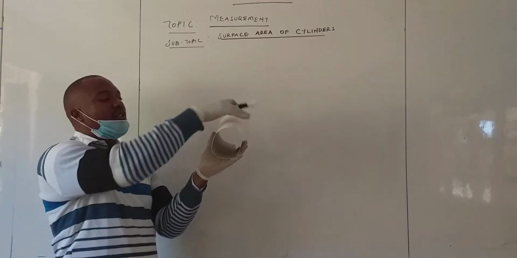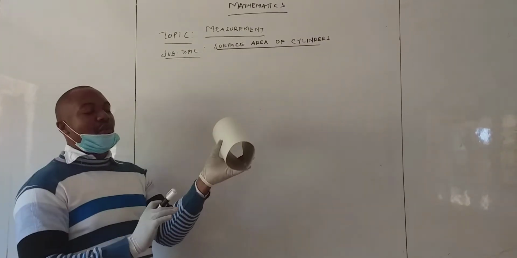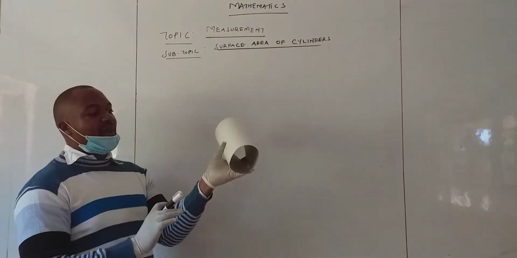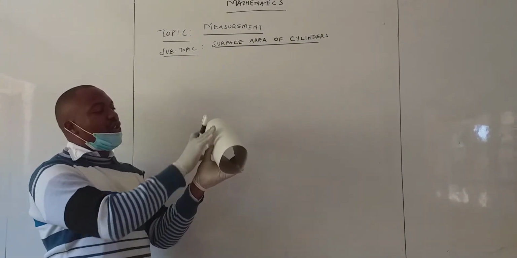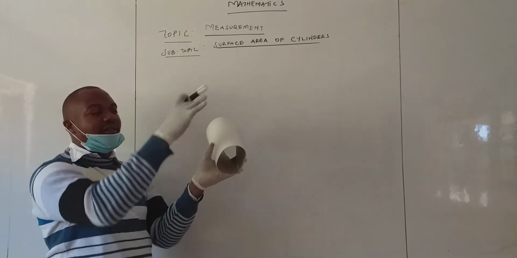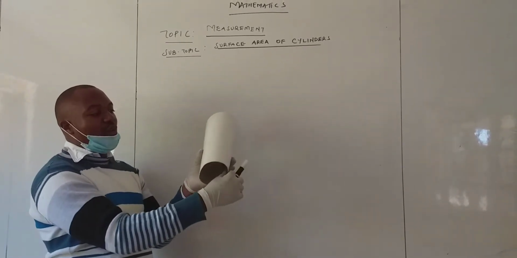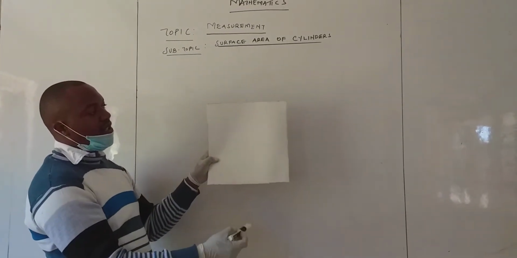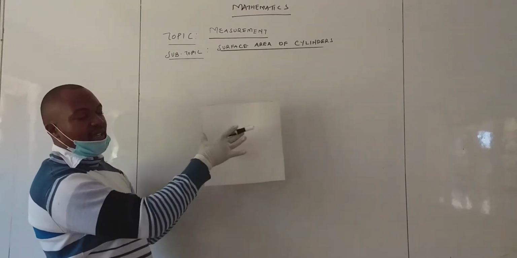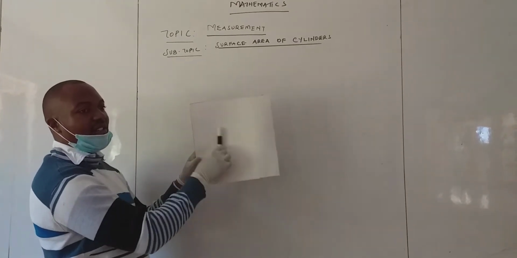What's the name given to this part, the one that we have made to bend the way it is? The mathematical term we use is curved surface. It is called a curved surface because we have made it to become a bent shape. When you open it like this, you see it has formed a rectangular shape. So this is a curved surface.